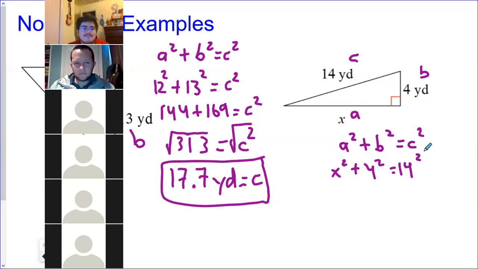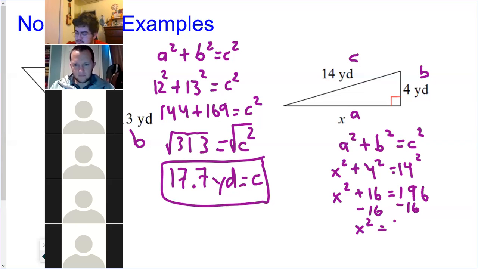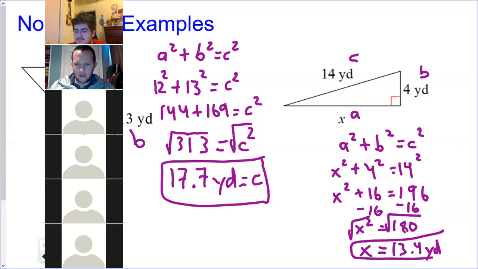Then you do the exponent, so it'd be x squared plus 16 equals 196. And then you subtract 16 on both sides, and then it becomes x squared equals 180. And then you square root both sides, and I got 13.4. Awesome, Johnny. Looks great. Does anyone have questions on either of these two?